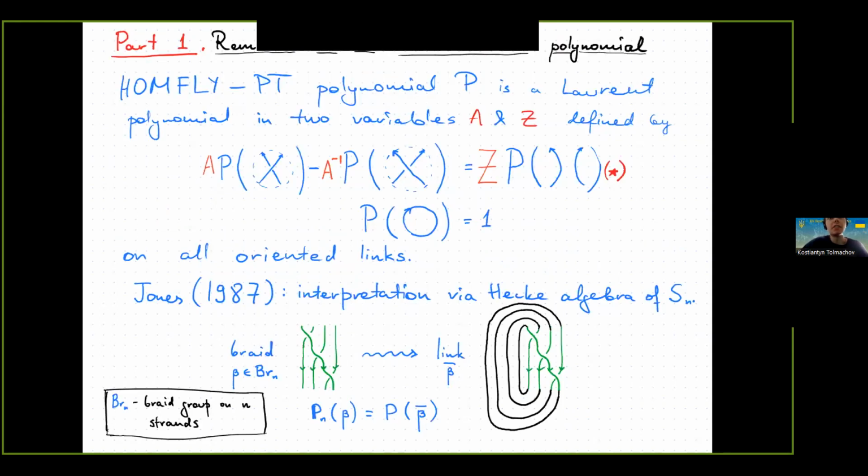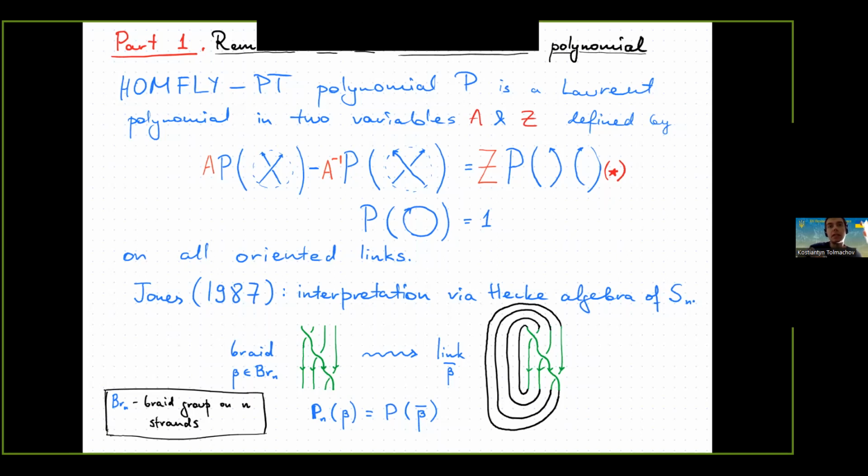So let me start with a reminder about the Homfly-PT polynomial. So the Homfly-PT polynomial is a certain link invariant that can be attached to any oriented link. And the way it is done is shown on the board.